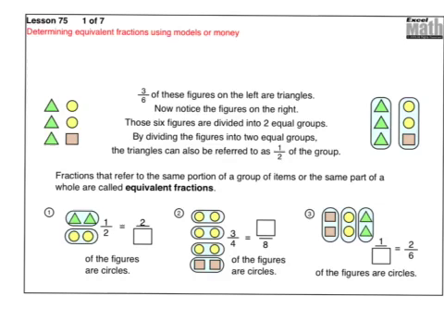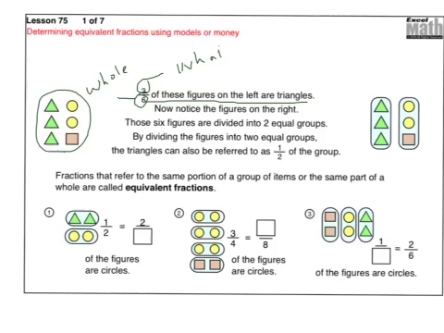So here we go with the fraction lesson. 3/6 of these figures on the left are triangles. Remember, the number on the top is referring to the thing that we're talking about. What is it? Okay, the special part. And the number on the bottom refers to the whole. How many parts make up the whole? Well, in this case, we have 6 parts that make up the whole, and 1, 2, 3 that make up the triangles.